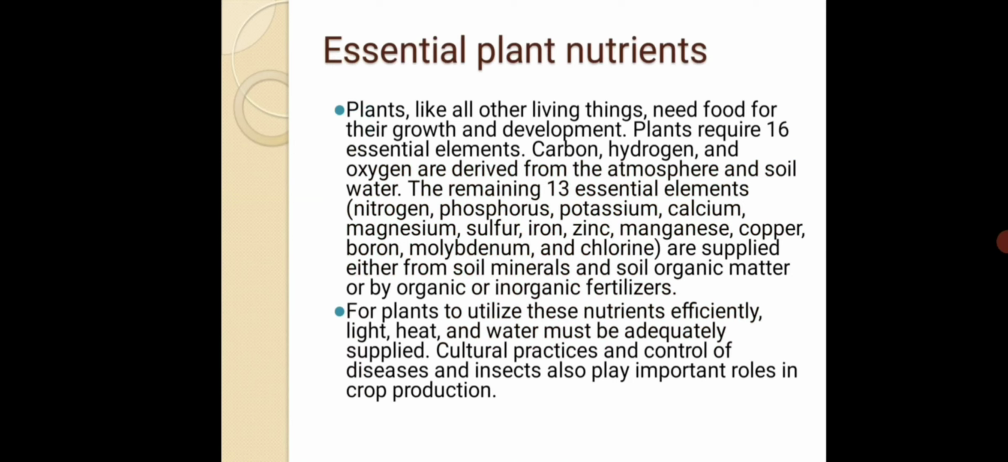These are the essential plant nutrients that play a major role in the growth and development of plants. Carbon, hydrogen, and oxygen are derived from the atmosphere, soil, and water. Another 13 essential elements are nitrogen, phosphorus, potassium, calcium, magnesium, sulfur, iron, zinc, manganese, copper, boron, molybdenum, and chlorine. They are supplied from soil minerals and soil organic matter, by either organic fertilizers or inorganic fertilizers.